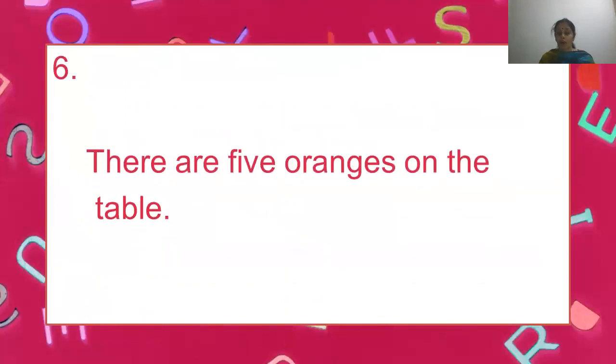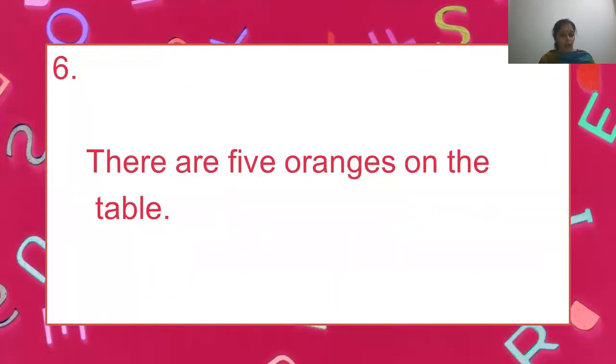There are 5 oranges on the table. Now children, till here we were describing the noun with respect to quality, right? 5 feet long, so many feet wide and so on. But now we are talking about numbers, quantity. There are 5 oranges on the table, right? What is the noun here? Oranges. And what are we talking about here? We are talking about the quantity of oranges. So there will be a change in the question, right?